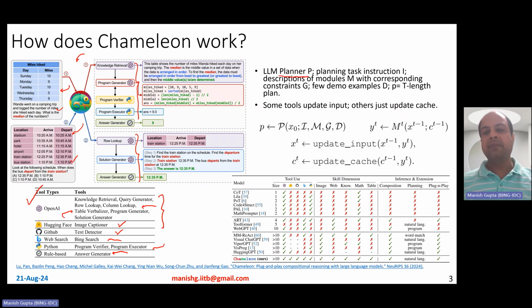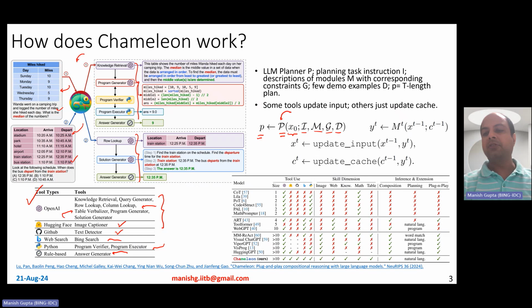Let's call the planner as P. And of course, it's an LLM planner. So it basically does the following things. It takes the current query as input. It, of course, takes the planning task instruction as input, the definition of those modules, the corresponding constraints under which those modules should work, and a few demo examples. So basically, it's a few-shot LLM prompt which helps you come up with a plan. So there could be a T-length plan, which basically means that you will actually have T different modules which are generated in sequence by Chameleon.